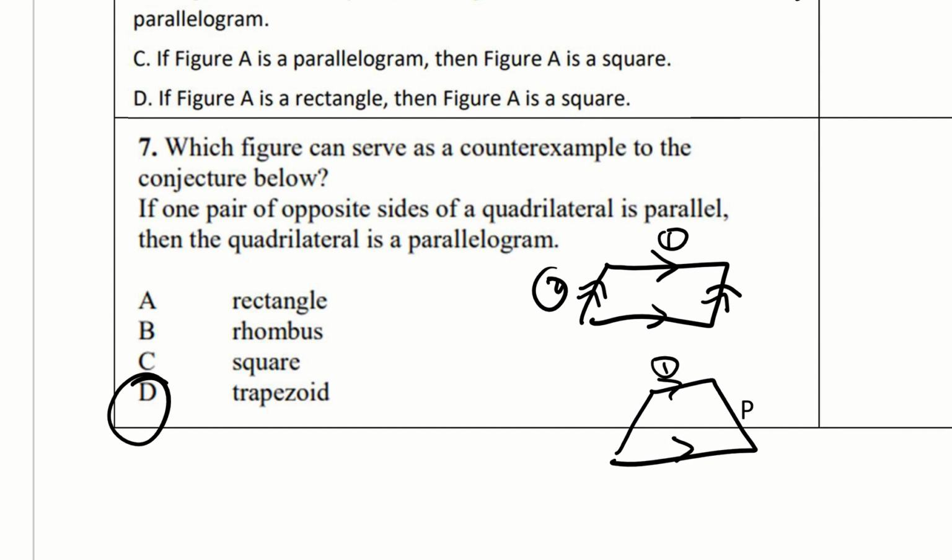So the answer is trapezoid. Trapezoid is the counterexample to this statement.